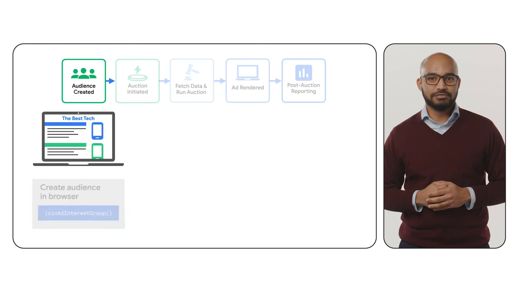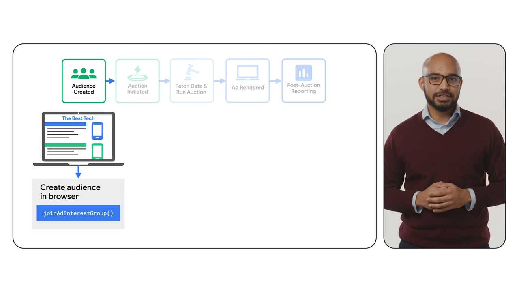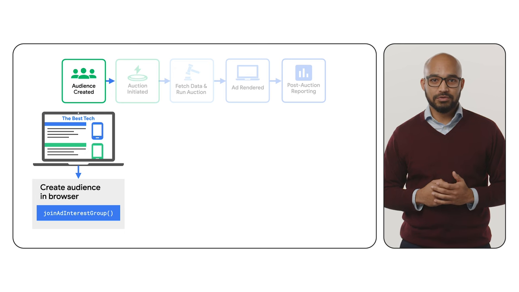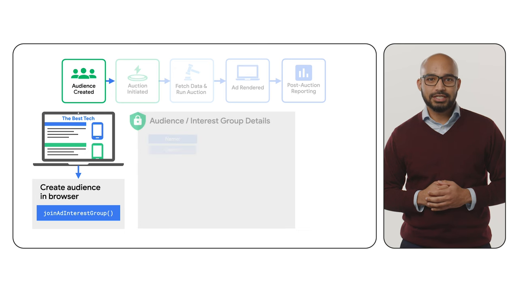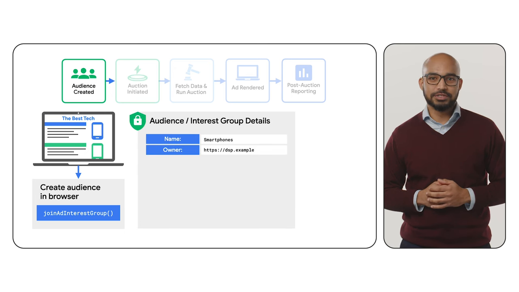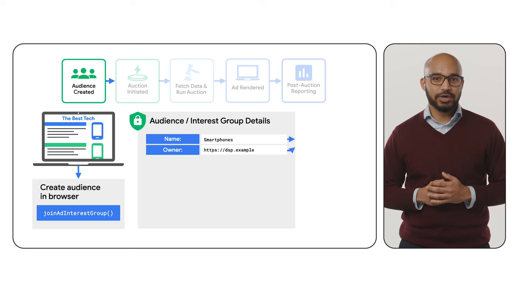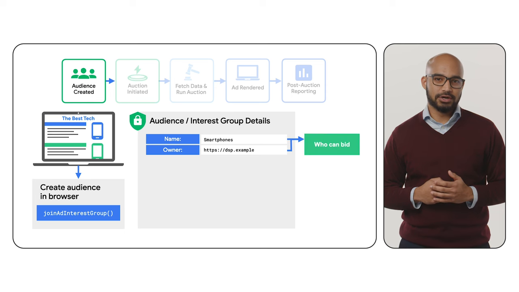We're back on the product review side, and again, this is giving the signal for this user being in market for a smartphone. You create the audience directly on the browser and do so with the join ad interest group JavaScript call. When that's called, that secure environment we discussed is registered with some information. First, the name of the audience. In this case, it's smartphones, since the user is in market for smartphones. The owner or the creator of the audience shows who can bid on this audience.